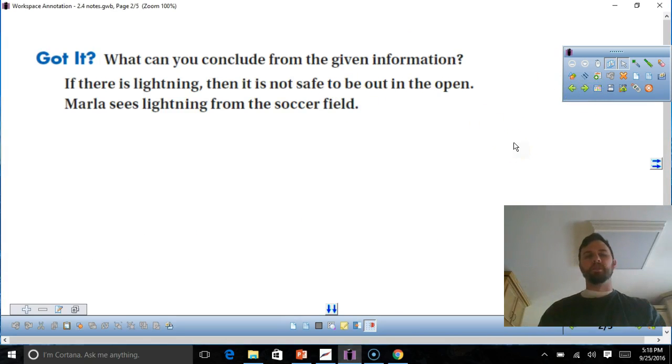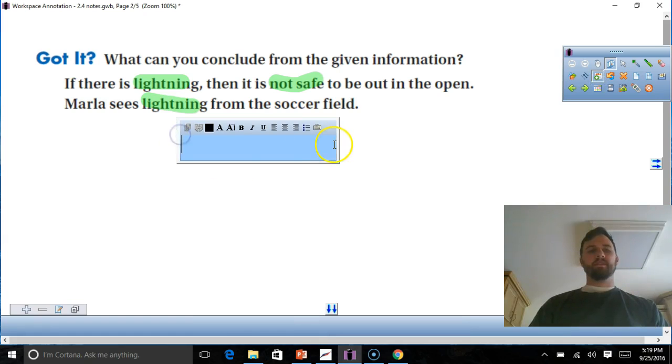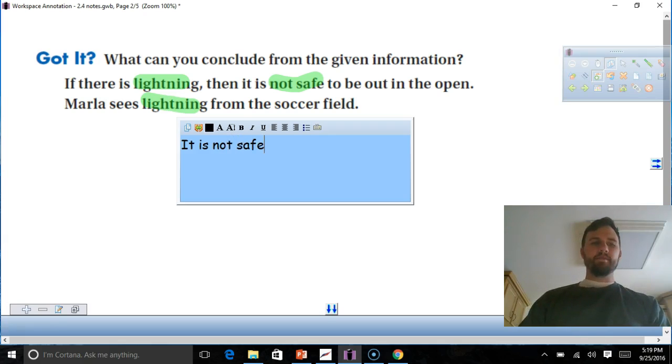Let's try to do a conclusion. If there's lightning, then it's not safe to be out in the open. Marla sees lightning from the soccer field. What can we conclude based on that information? Well, up here it says if there's lightning, that's not safe. And she sees lightning. What's that mean? That means it is not safe. Run away, Marla. Run away.